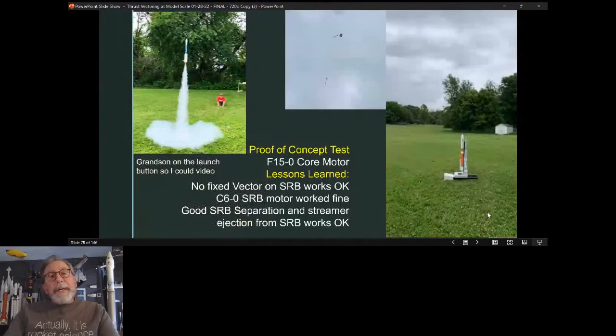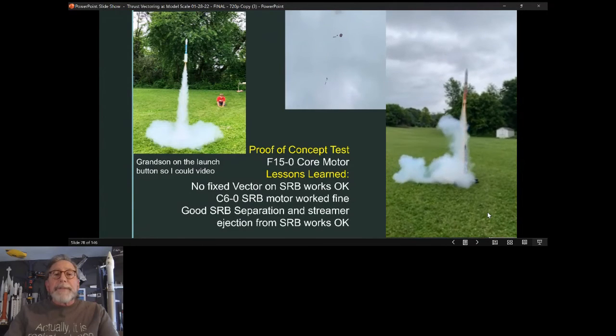So then I figured out that maybe we don't need to do that so much. This is just a quick test with a C6 in the SRB, not a lot of thrust, but everything worked fine. And the SRB was jettisoned and came back on a streamer.